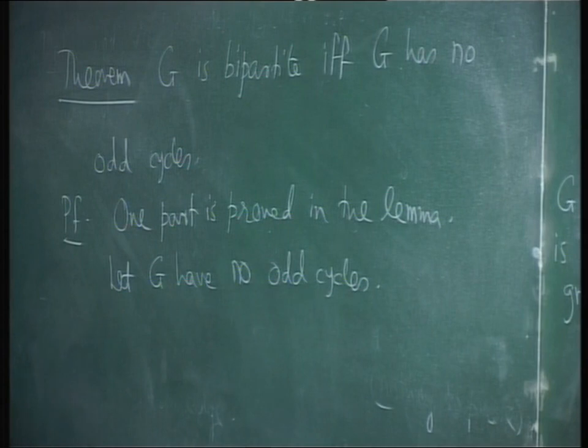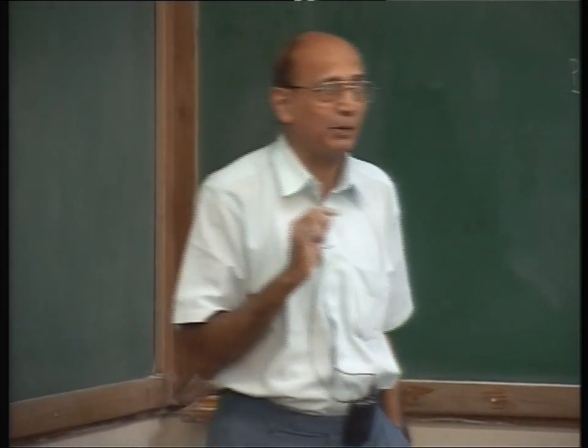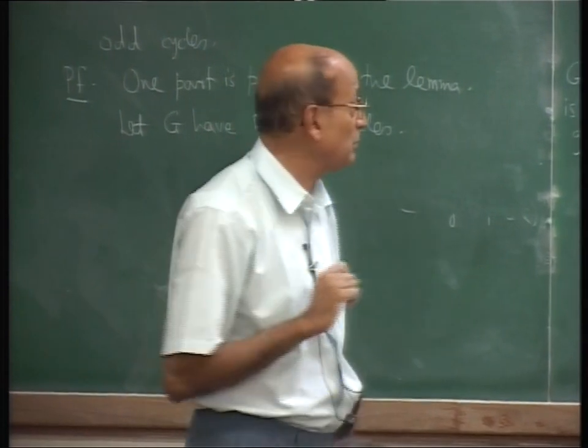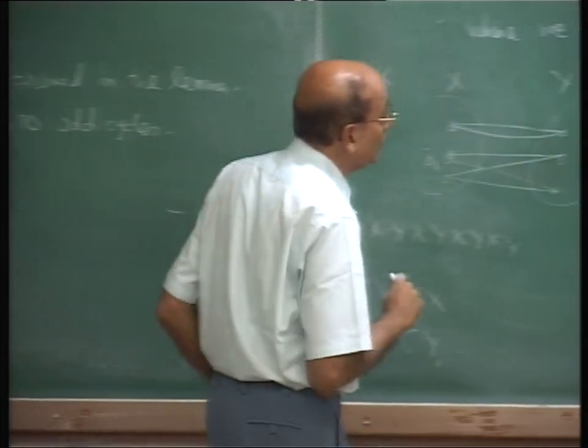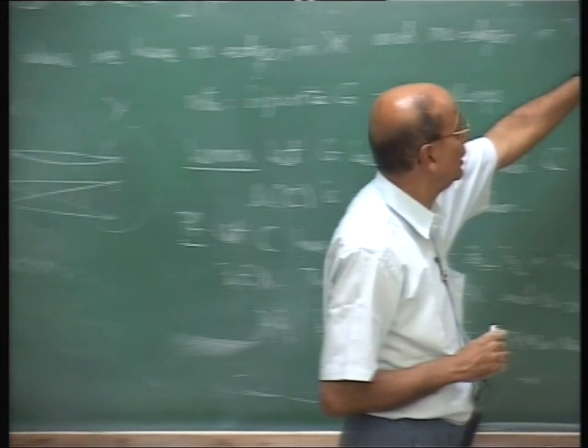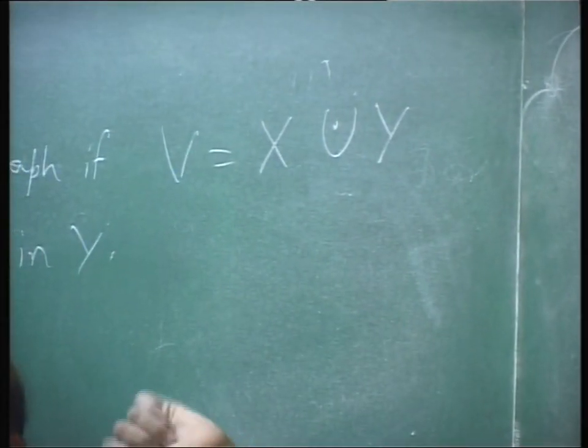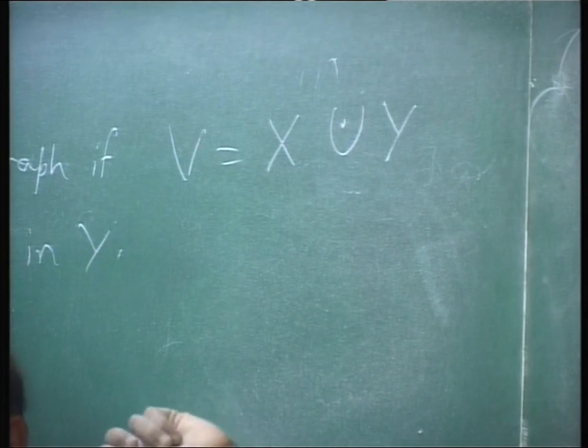Now this is a more difficult thing. I have to produce a bipartition now. To say that the graph is bipartite, actually I have to produce some bipartition. I must be able to write the vertex set V as a union, as a disjoint union like this. So this is not a completely trivial thing.